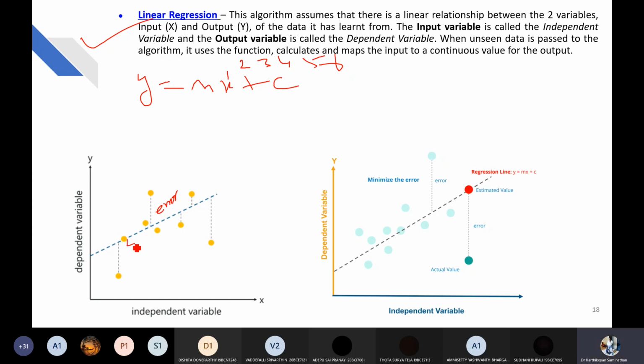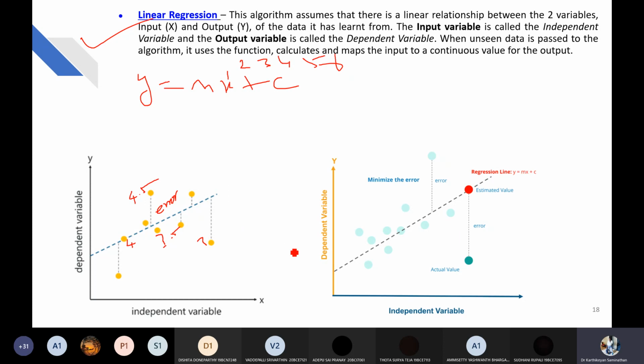Suppose this may be 4, this may be 4.5, this may be 3.5, this may be 3. So the difference in the range is very small. If there is more error and more variance, then you can say overfitting, right? If there is more error and less variance, then we say underfitting, right? So that is what regression is all about.